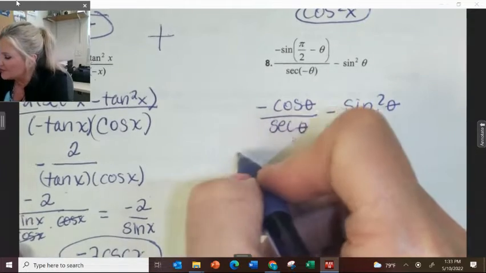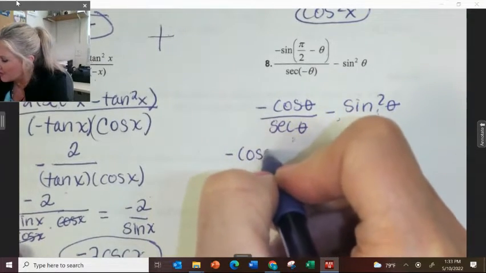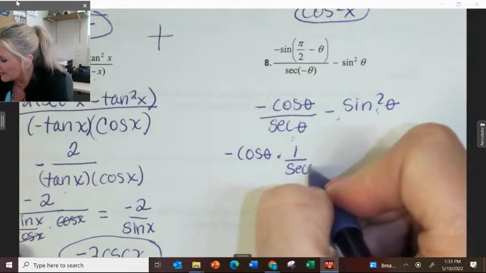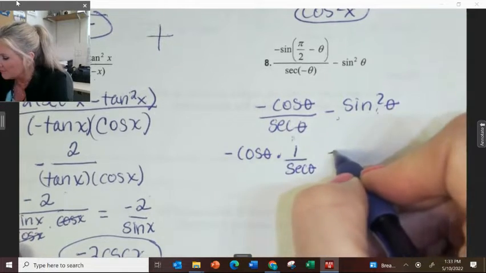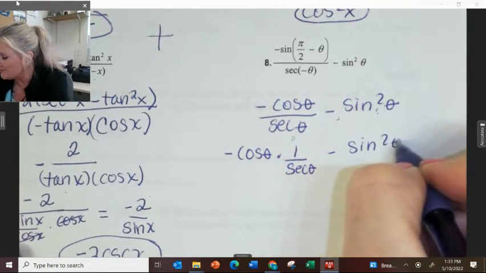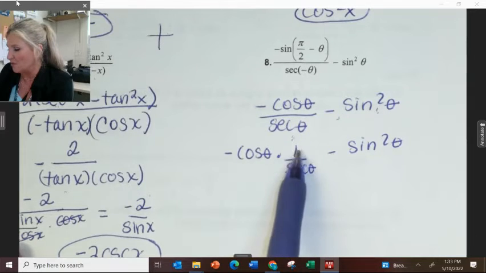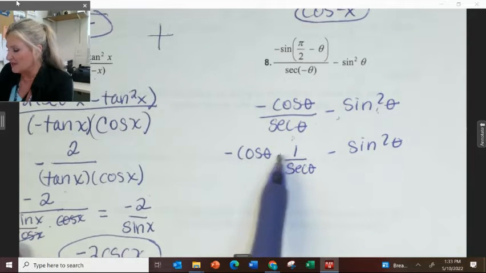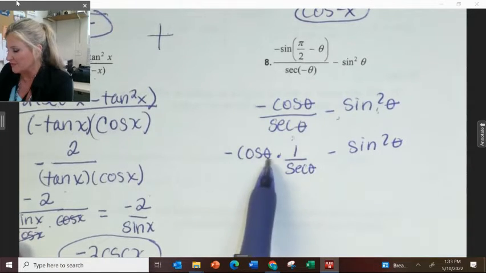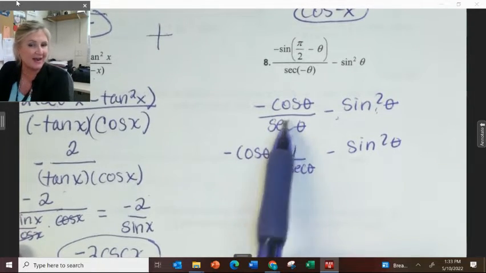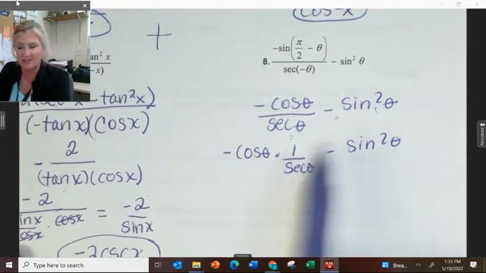So what I'm going to do is think of this as negative cosine theta times 1 over secant theta for this little part here. The reason for that is this cosine is getting multiplied by 1, and this times 1 would still stay the same, and then there's a 1 under this. So this is equivalent to what we had. This is just a little bit easier to see.